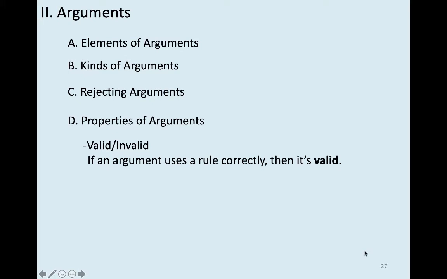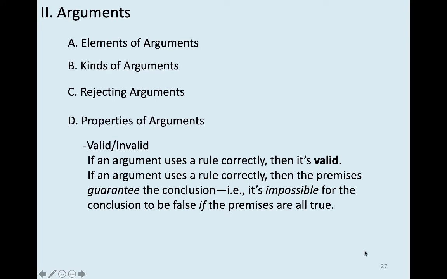If an argument uses a rule correctly, I should say this is a property of a deductive argument. If an argument uses a deductive rule correctly, then it's valid. Then the premises guarantee the conclusion. Put another way, it's impossible for the premises to be true and yet the conclusion false. Or to put it another way, it's impossible for the conclusion to be false given that the premises are true. So if the premises are true, then the conclusion is true. The premises guarantee the conclusion. That's what happens with an argument that's valid.